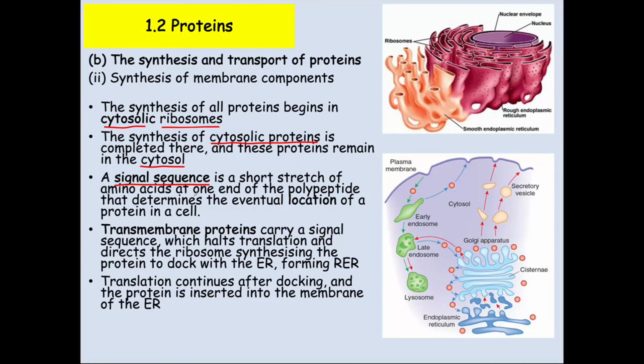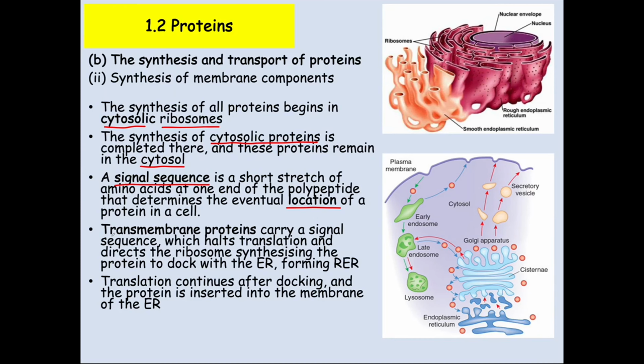Now, we remember from higher we had start and stop codons, which a ribosome could use to indicate whether to start and stop producing our polypeptide. Well, this signal sequence is similar in that regard, in that it's a short stretch of amino acids this time. And when we have that short stretch of amino acids being produced and strung together at one end of the polypeptide, that will determine the eventual location of the protein in the cell. So that will instruct the ribosome whether protein synthesis should be continued in the cytosol or whether protein synthesis needs to go elsewhere within the cell. So the eventual location is going to be determined by that short stretch of amino acids called a signal sequence.